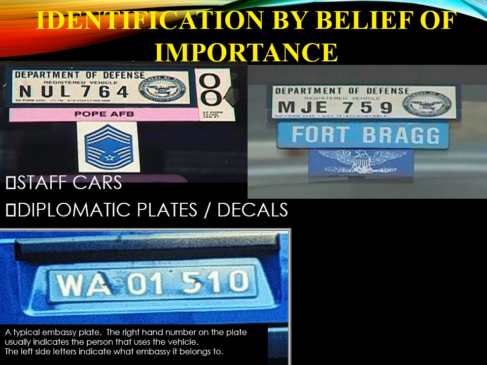So, other things that can identify you by belief of importance. Military group or embassy personnel use staff cars. That makes people think they're important. A vehicle with diplomatic plates clearly suggests the presence of an important person. Request vehicles without this type of identification if you're doing government work. Avoid using this type of license plate whenever possible.